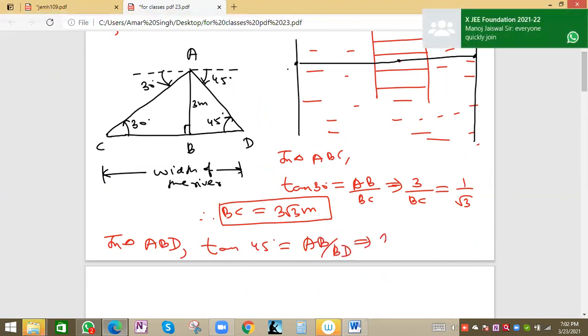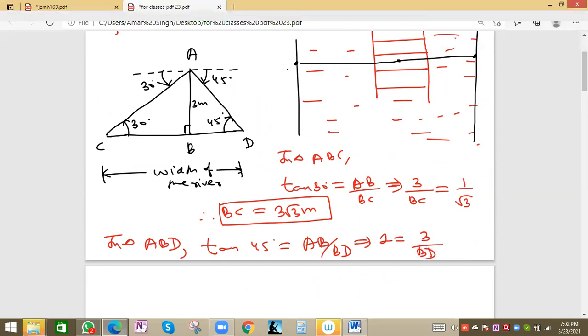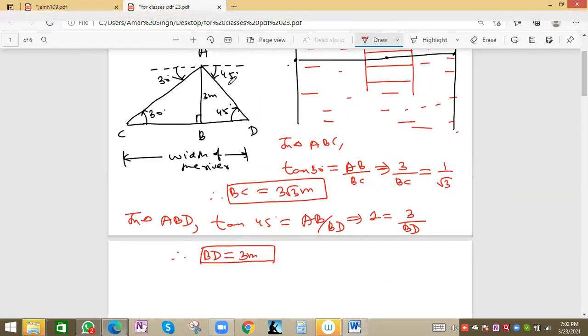Tan 45 is 1, AB we know is 3, and BD will be BD itself because BD is not known. So BD is basically 3 meters because the height of the bridge is 3 meters. Now we have the values of BC and BD.